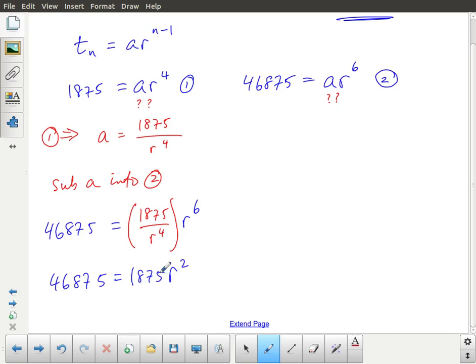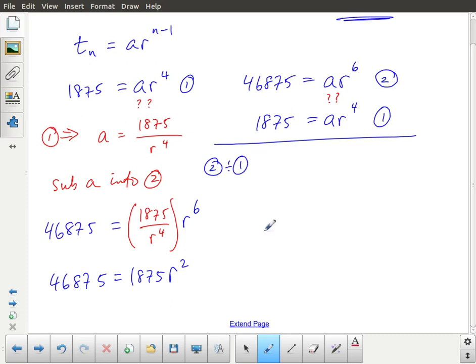I could continue from here, but I want to show you the other way that I think to do this. This is substitution. The other way that we've learned to solve systems of equations would be by elimination, but you can't add or subtract to do that here. So I'm going to rewrite equation number 1, and then I'm going to do equation 2 divided by equation number 1. It's going to give me the same result.